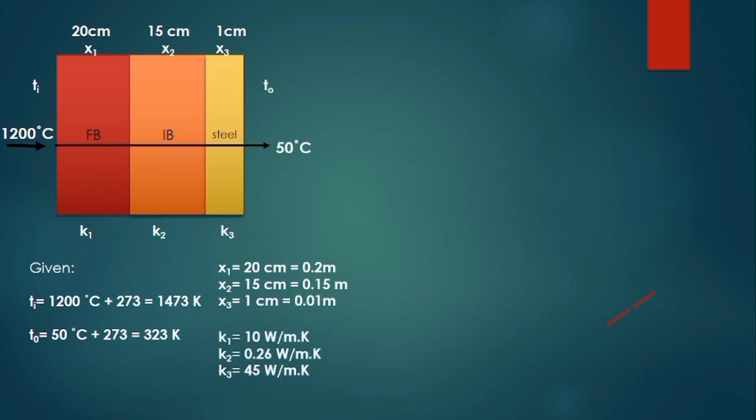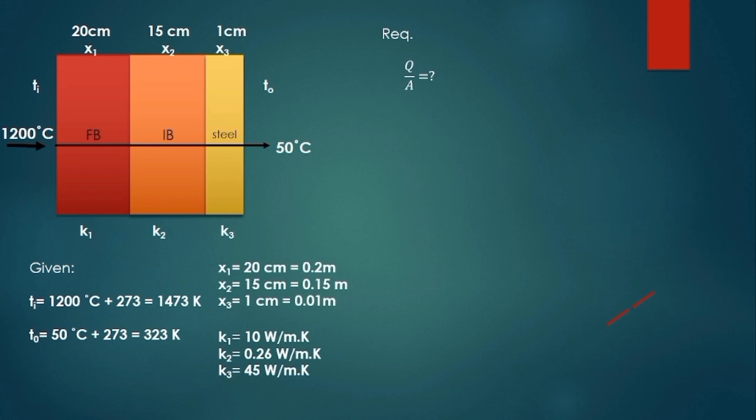Then after that, we're going to find their thermal conductivity. The thermal conductivity for the fabric is 10 watt per meter times Kelvin. For our insulating brick is 0.26 watt per meter times Kelvin, and for the steel is 45 watt per meter times Kelvin. Then the requirement is Q over area or heat flux.